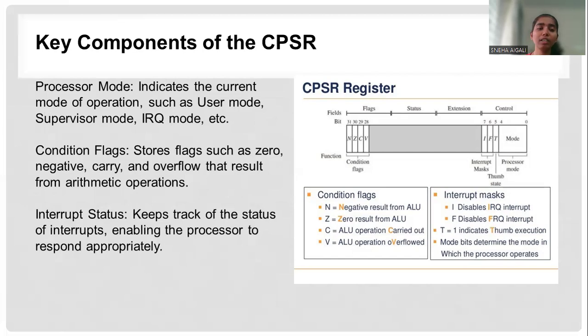Next up, we have conditional flags. So what conditional flags do is they store flags such as zero, negative, carry, overflow that result from an arithmetic operation. For zero, it is indicated by Z. For negative, it is indicated by N. For carry, we have C. And for overflow, it is indicated with V. Next up is interrupt status. Interrupt status keeps track of the status of the interrupts, enabling the processor to respond appropriately.